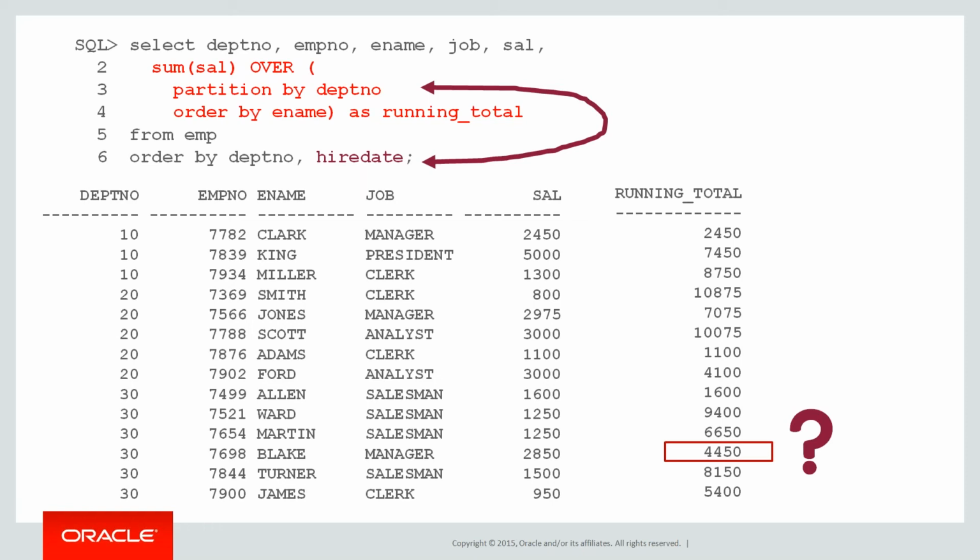If we look down at that one there, 4,450, it doesn't seem to match up because we've gone 9,400, 6,650. You know, the running total seems to be going down. The running total is actually correct. It's just the actual output result has been sorted differently. That 4,450 is correctly the sum of 1,600 and 2,850, which is Allen and Blake from Department 30. So the totals are actually correct.